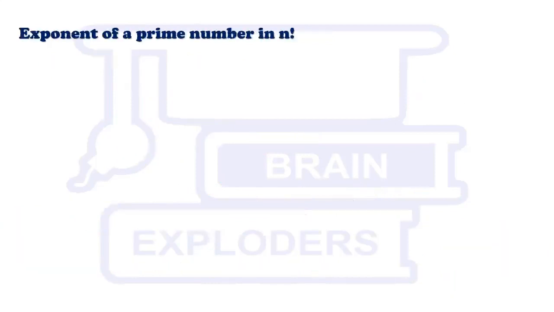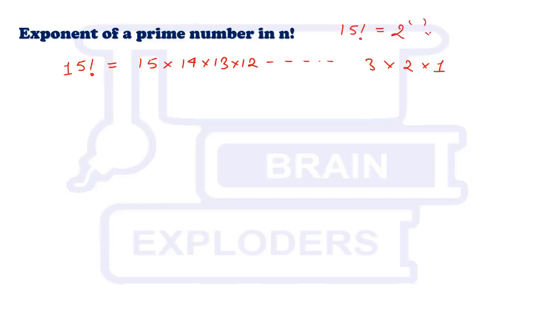Exponent of a prime number in n factorial. Let's take an example, say 15 factorial. 15 factorial means 15 multiplied by 14 multiplied by 13 multiplied by 12 and so on up to 3 multiplied by 2 multiplied by 1. If we do the prime factorization of 15 factorial, then it will contain some power of 2 multiplied by some power of 3 multiplied by some power of 5 multiplied by some power of 7 and so on.